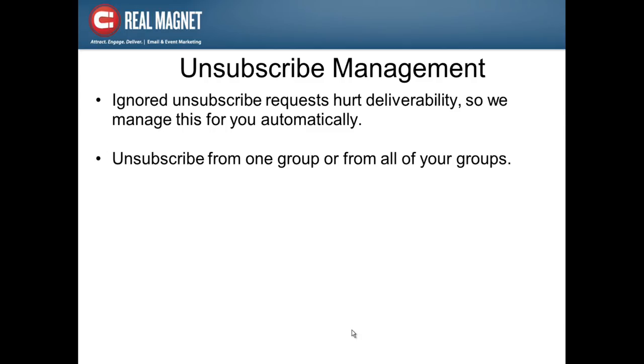Now, in Real Magnet, you have the option of unsubscribing users from one group or from all of your groups. You can segment your list as many different ways as you want to, and you can have recipients appear on one or more groups. And so you have the option then of unsubscribing a user who clicks on that unsubscribe link from just the group that they were sent to when they received the unsubscribe link, or to all of your groups. There's no right or wrong way of doing this. It depends on your particular business requirements.